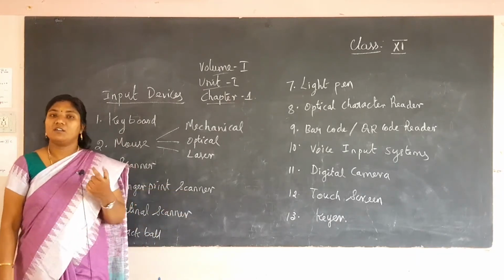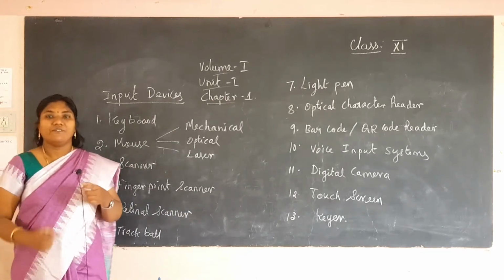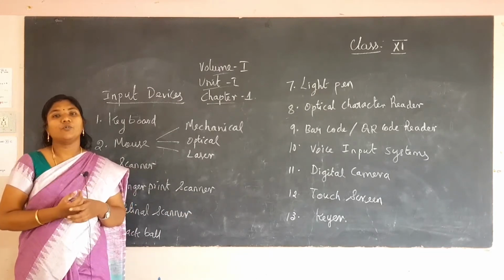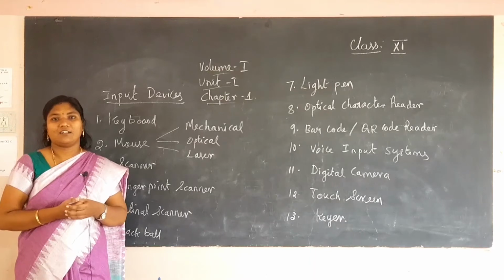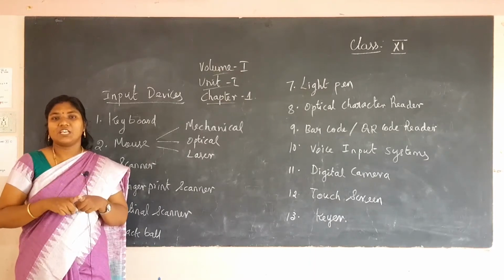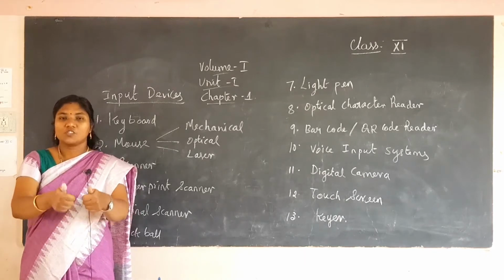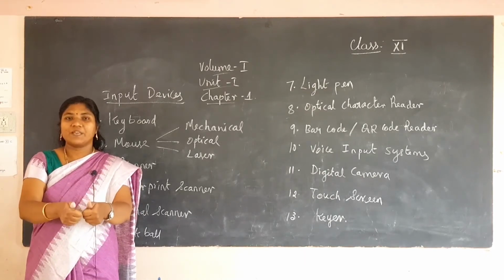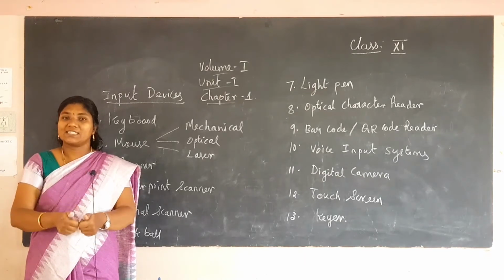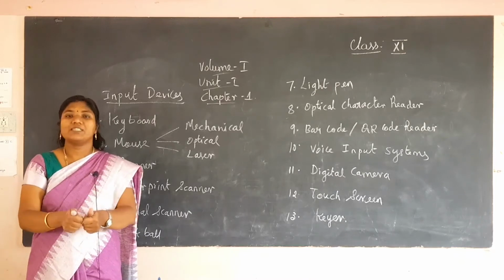And you might have also seen when we go to take photos for Aadhaar card, that time they will ask you to keep both your thumb fingers on a device, isn't it? So both your thumb fingers are taken as an input. It is taken as an input through the fingerprint scanner.